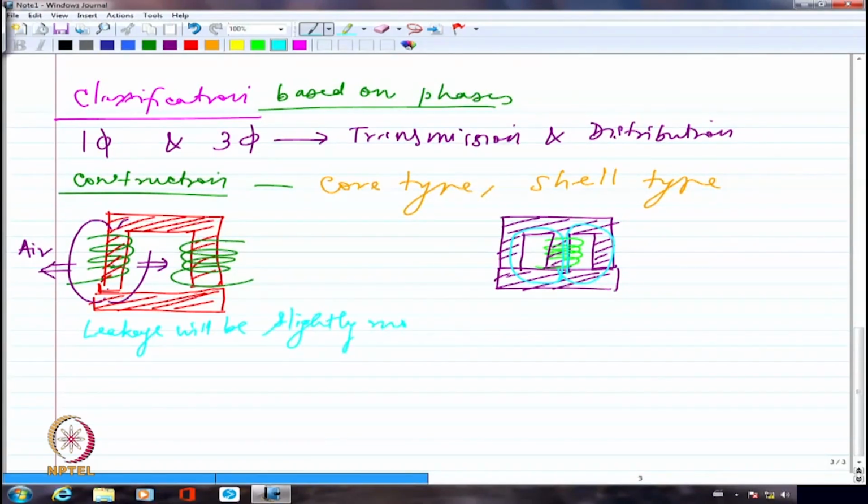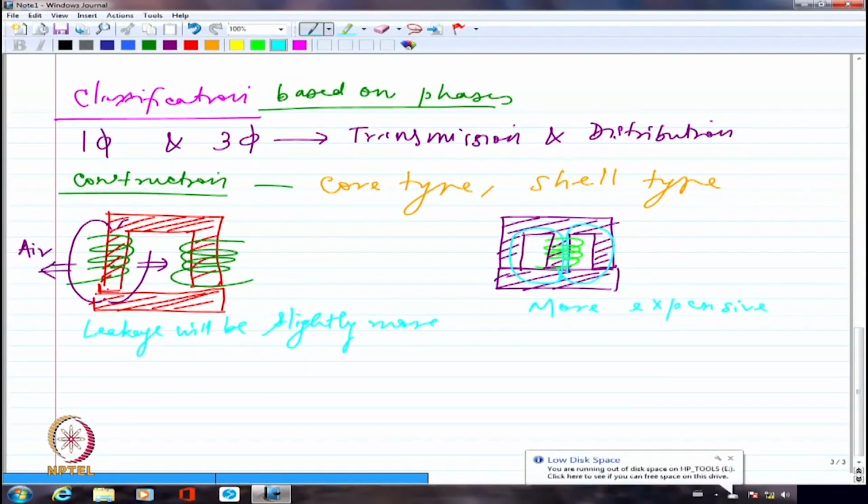And I should say very clearly, this is more expensive because more amount of iron will be needed to construct this core. So I will be needing more amount of iron to construct this core. So these are two types of construction. Depending upon where I can't tolerate more reluctance, I have to adopt this construction, shell type construction.